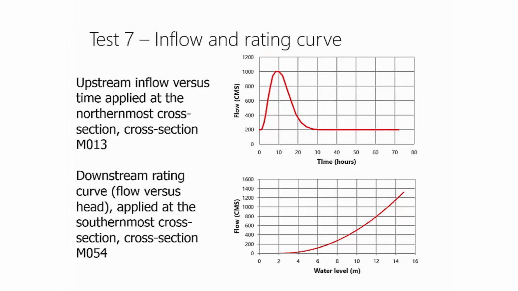Now we were given two boundary conditions, an upstream boundary condition and a downstream boundary condition. The upstream boundary condition was an inflow versus time, and that was applied at the northernmost cross section. In the 1D model, it was introduced at the very top of the model on that first cross section, M013. The downstream boundary condition was a downstream rating curve provided, of flow versus head, and that was applied at the southernmost cross section in the model, so that 1D cross section titled M054.